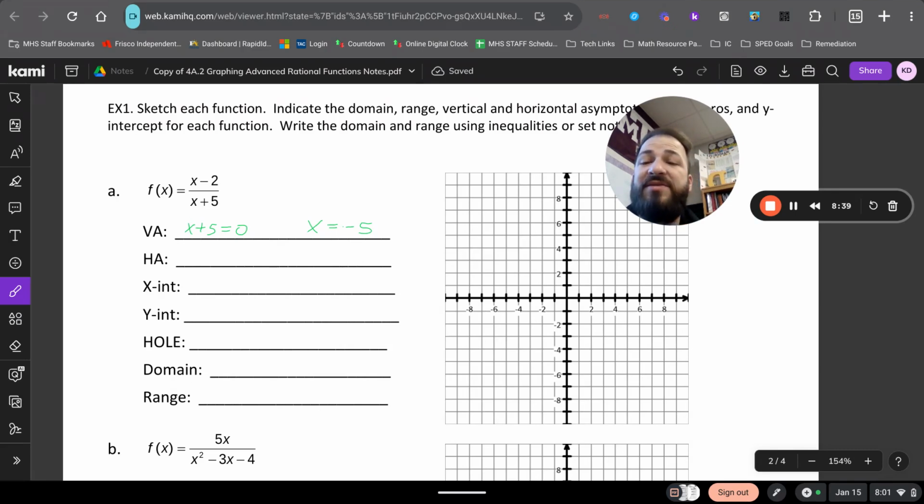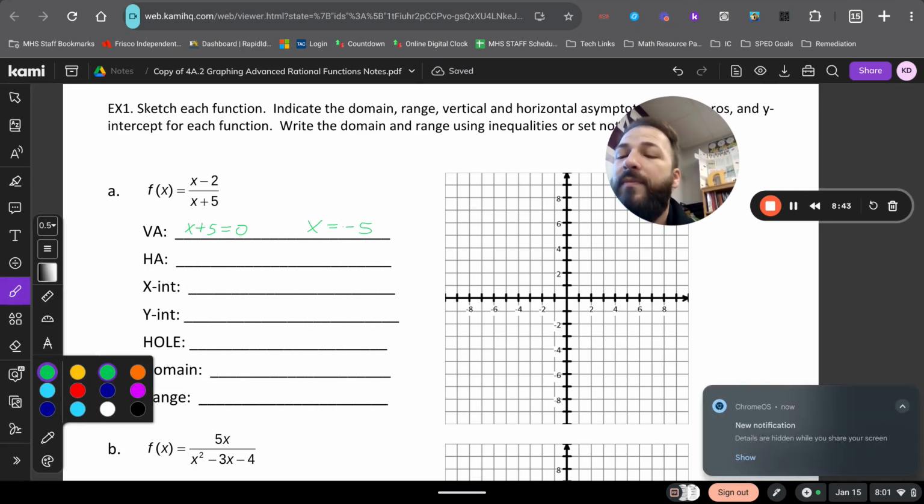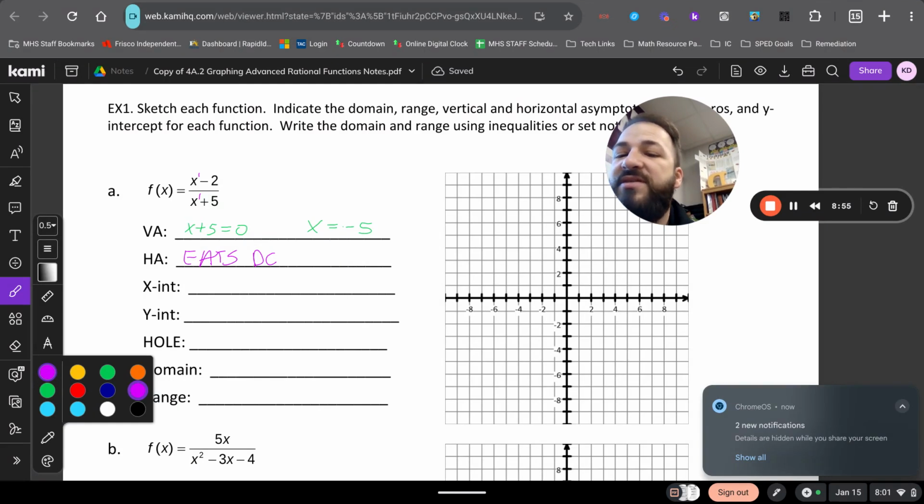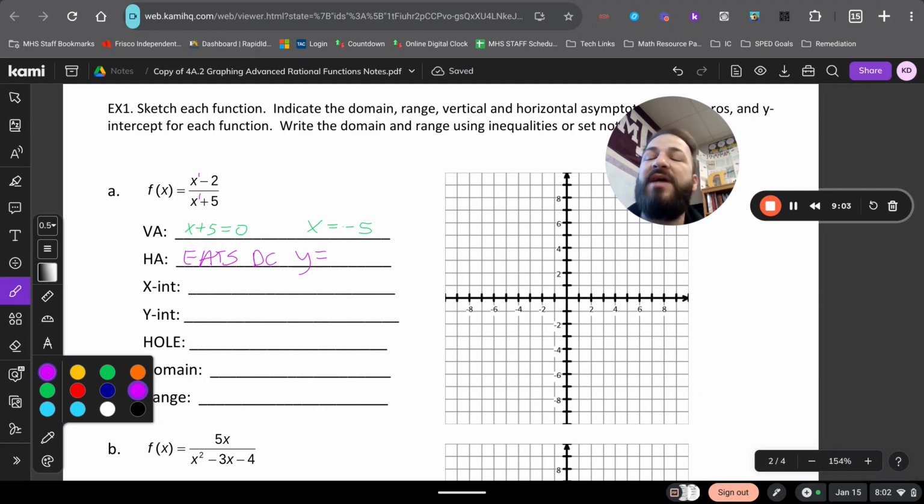X over x, those exponents are the same. They're both an x to the first and an x to the first. So because those exponents are the same, we're going to divide those coefficients. So y is going to be equal to, and remember when I say divide coefficients, I'm not dividing the exponents, I'm dividing the numbers in front. And in front of these x's are 1 and 1. So y is equal to 1 over 1, which means our horizontal asymptote is just y equals 1.